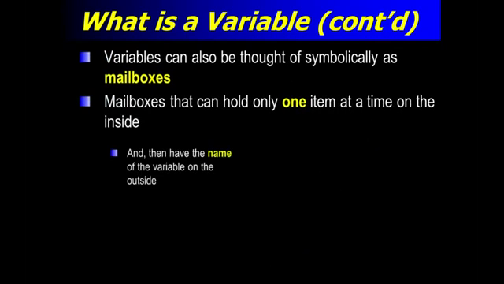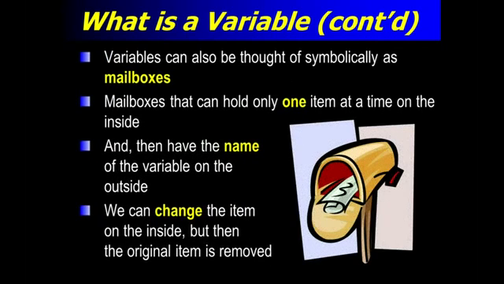Okay, another analogy. What if you think of variables as mailboxes? Everybody has a mailbox inside their house, but this is a special mailbox. It's so small, it can only hold one thing at a time. So every time you get a letter, if there's already a letter in the mailbox, you have to throw out that letter to put the new letter in, okay? So this is a variable, or a mailbox, that can only hold one thing at a time.